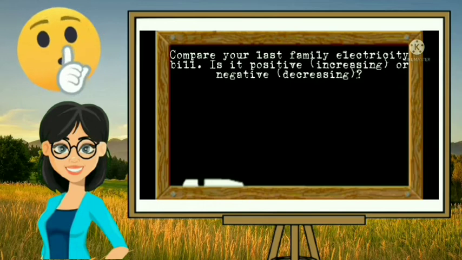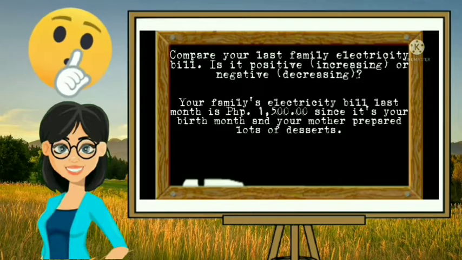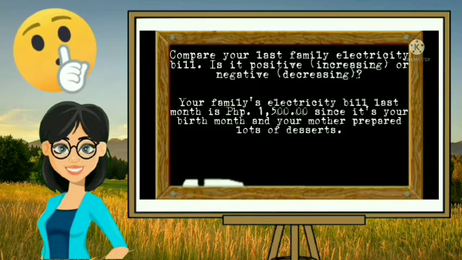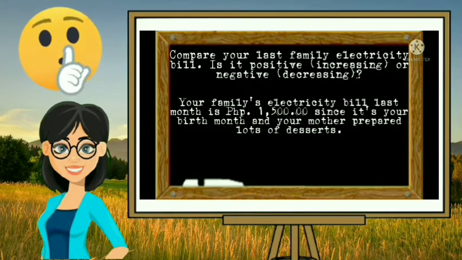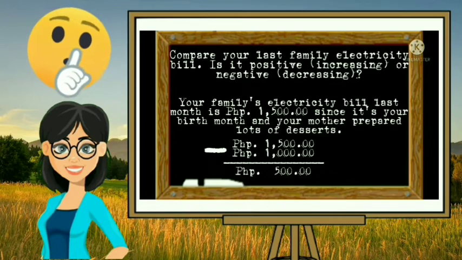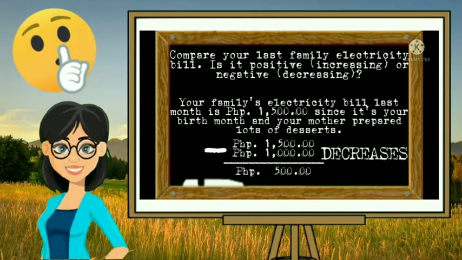Now, compare your last family electricity bill. Again, is it positive increasing or negative decreasing? Well, for example, your family's electricity bill last month is 1,500 since it's your birth month and your mother prepared lots of desserts. So, it means that it is decreasing this month since there's no event, and it decreases 500.